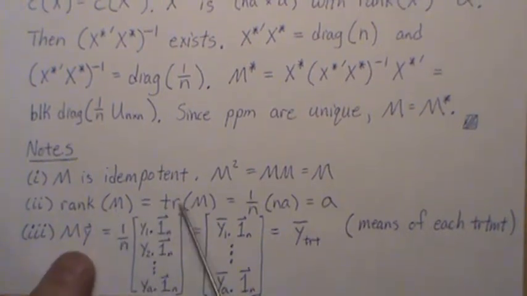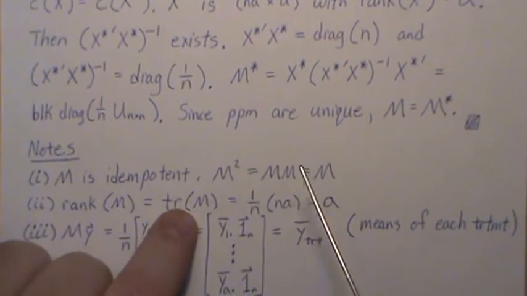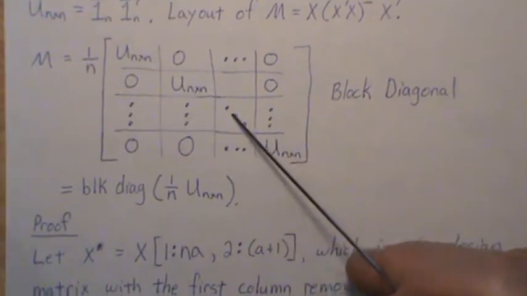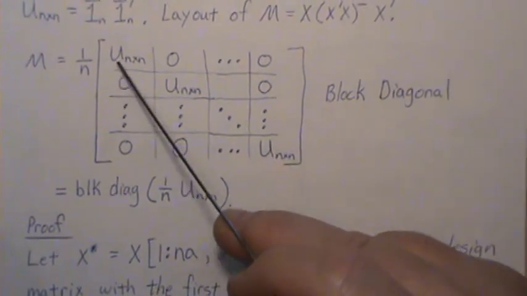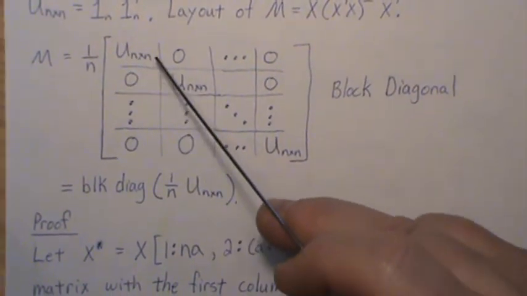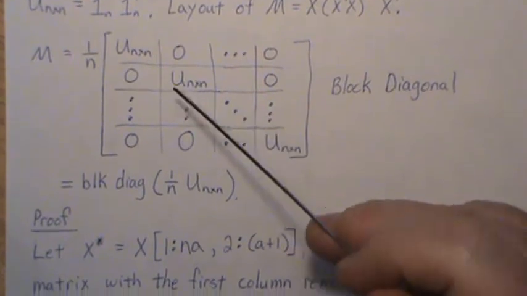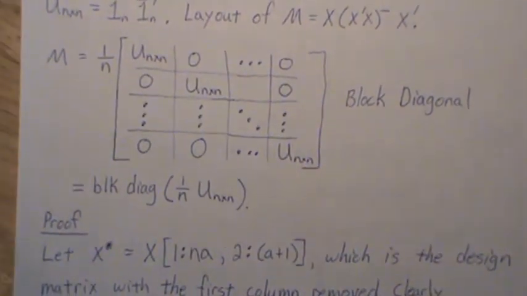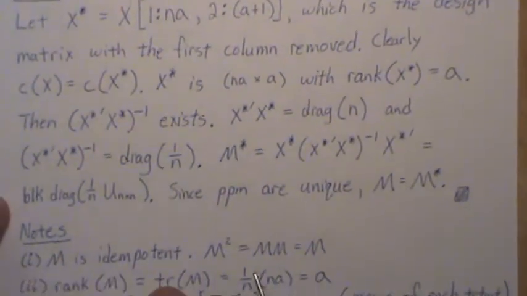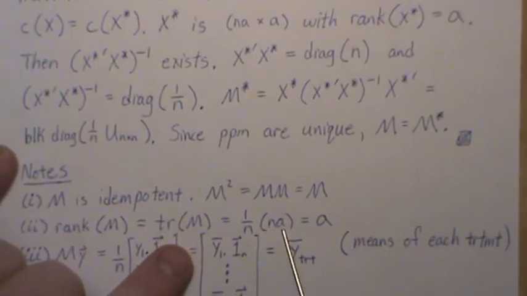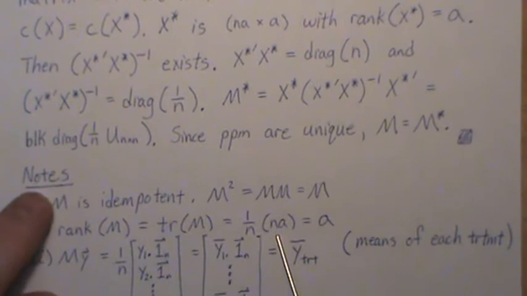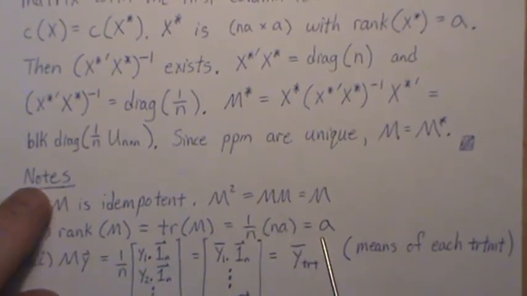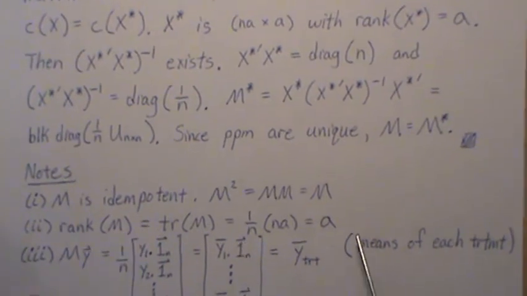And actually this is because it's idempotent. If you were to look at the trace of M, that means add up all the diagonals. There are n ones here, n ones here, and there are a of those little groups. So the trace, the sum of the diagonals, is 1 over n times n times a, which is just a. So that's the rank of M.